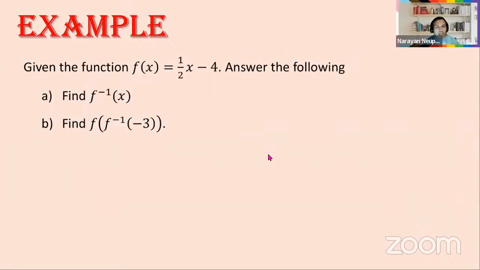Let's see what we have in the next example. In this next example, they have given a function f of x equal to half x minus 4, and we are asked to answer two questions. In the first part, we are asked to find the inverse function. So in order to find the inverse function, we start with the given function f of x equal to half x minus 4, which is the same as y equal to half x minus 4.